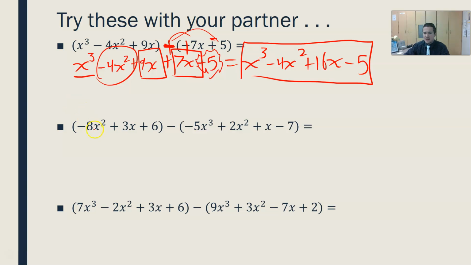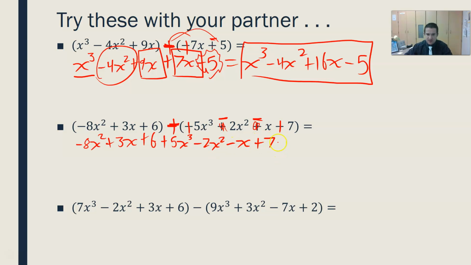Let's do another one. Negative 8x squared plus 3x plus 6, minus negative 5x cubed plus 2x squared plus x minus 7. So I'm going to go ahead and rewrite this expression. I'm going to get rid of the parentheses. In order to get rid of this parentheses, this negative, in order to change it to a plus, is going to change all of these signs. So this turns into negative 8x squared plus 3x plus 6 plus 5x cubed minus 2x squared minus x plus 7.